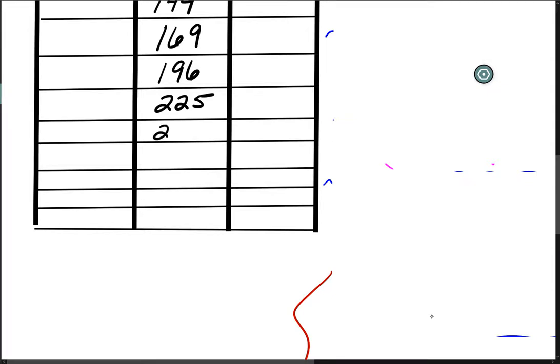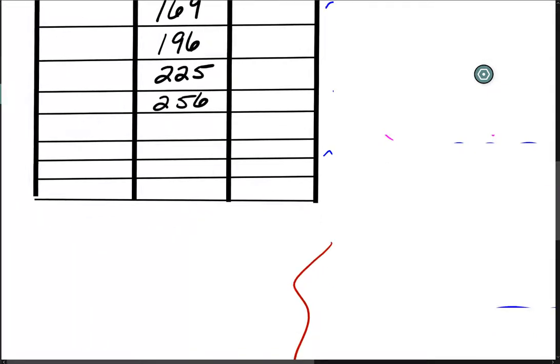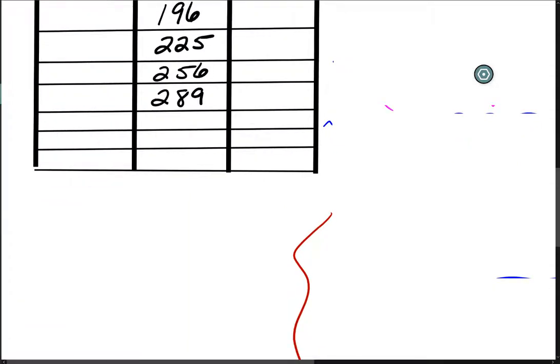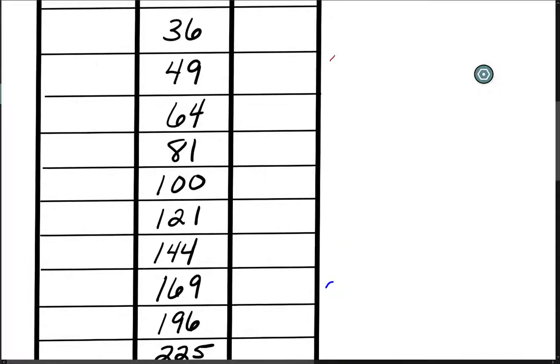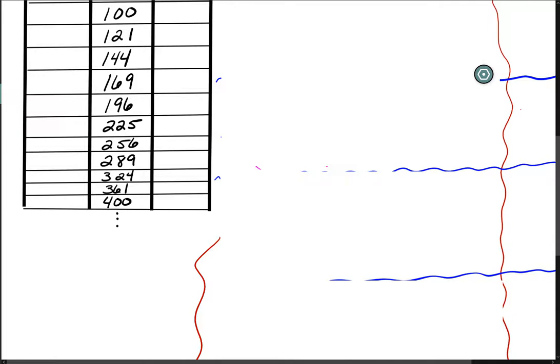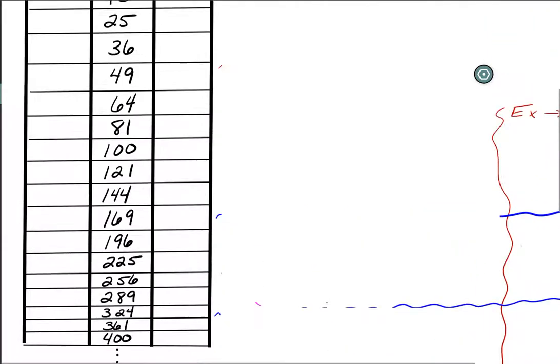After that is 256. After that, I'm almost certain is 289. After that is 324. After that is 361. And next one is 400. We'll finish that down there in a second. So between 1 and 400, does anybody know how many different perfect squares there are without having to count?